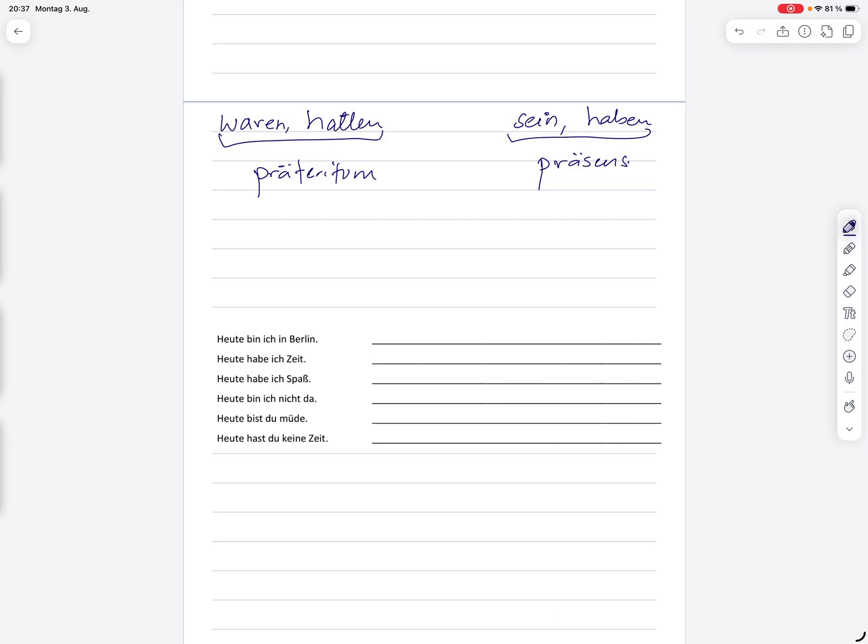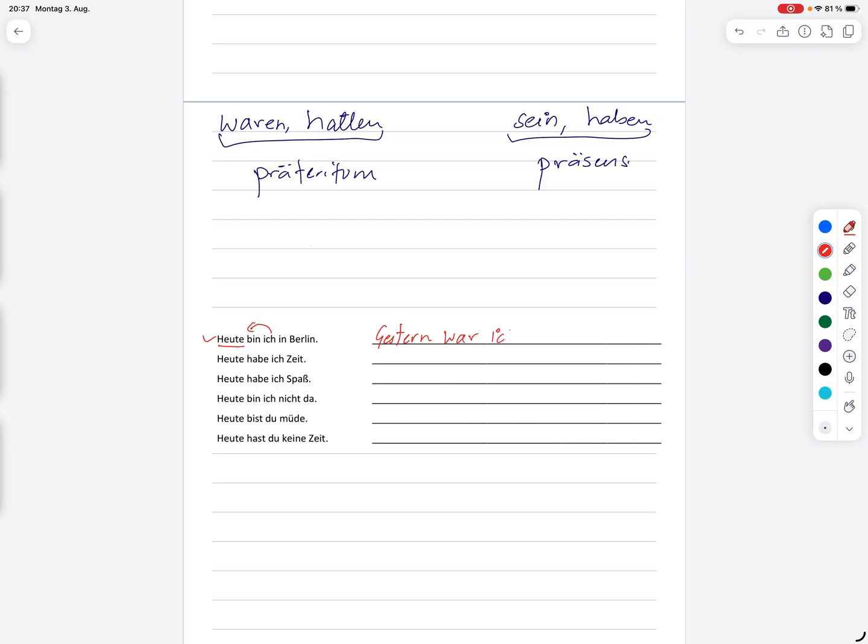And now we will look at examples and try to convert them from present to past in German. So, "Heute bin ich in Berlin." Today I'm in Berlin. Heute is today, so the past of today is like yesterday. So we will say yesterday here. Yesterday is gestern, gestern, and then here we have to do it for the bin. According to ich, it is bin.